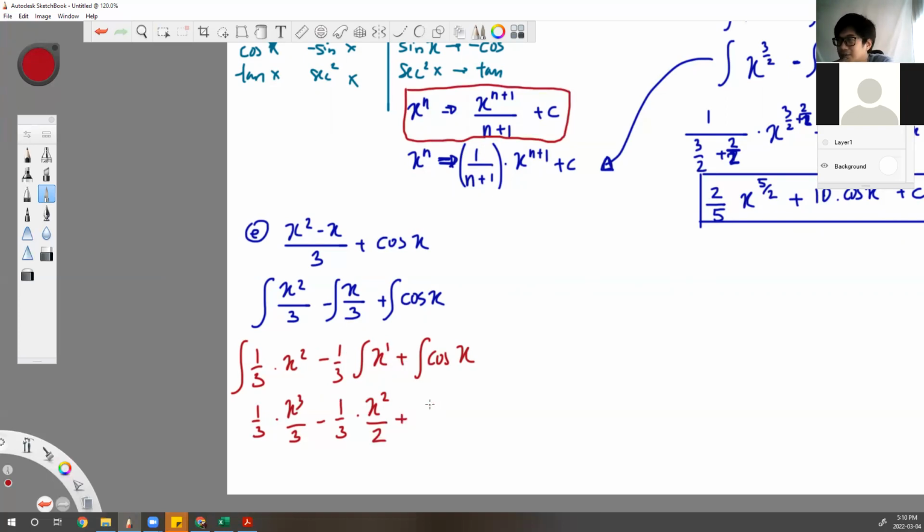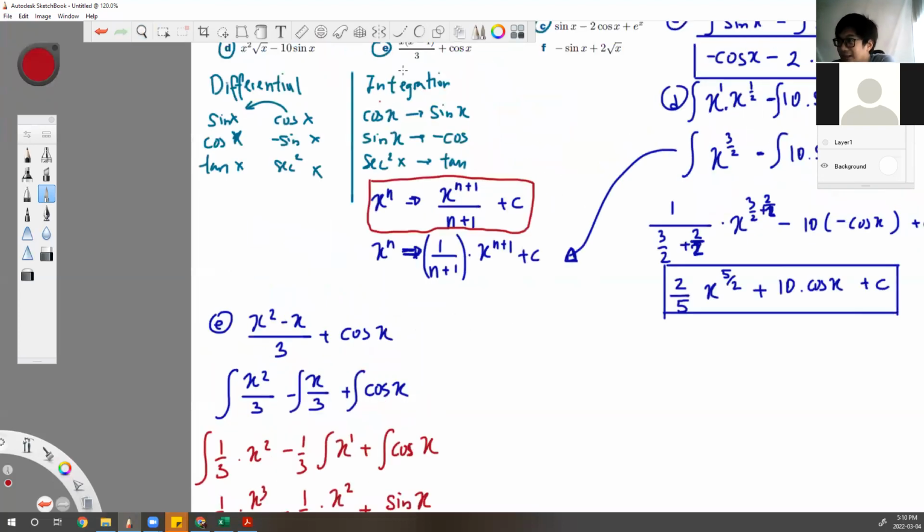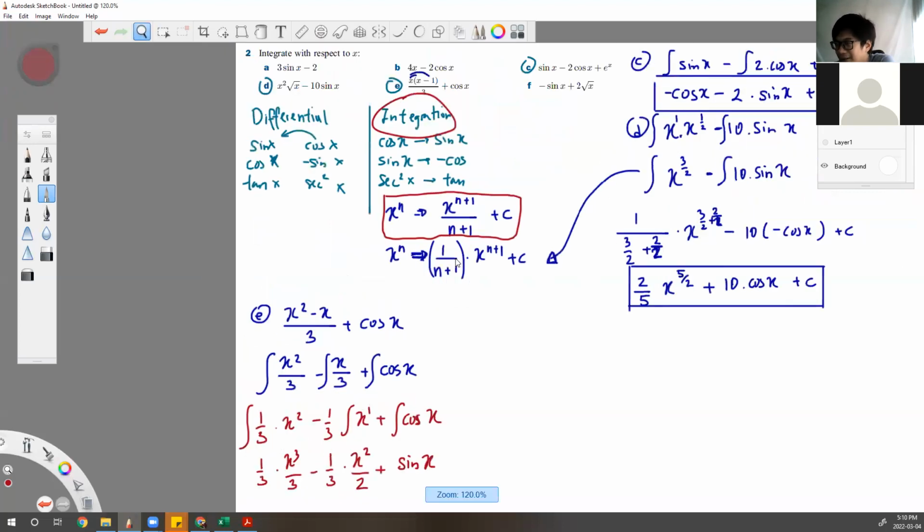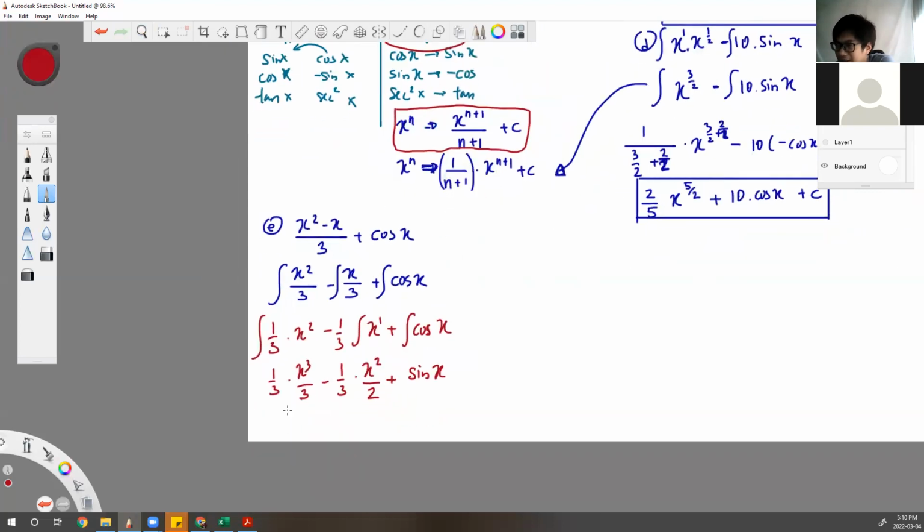Cos becomes sine. Remember, this is integration. I tend to differentiate, where cos becomes negative sine, but we use integration, so you need to be very, very careful about that. Okay, so this will be x cubed over 9. Start from where you derive, you integrate, you plus c here. Minus x squared over 6 plus sine x plus c. I think that's all.